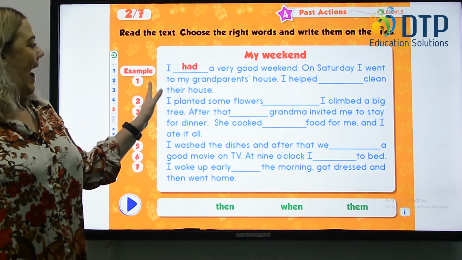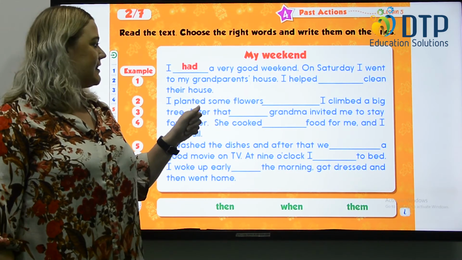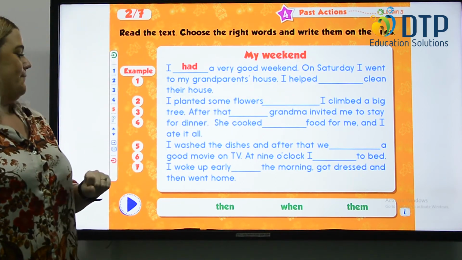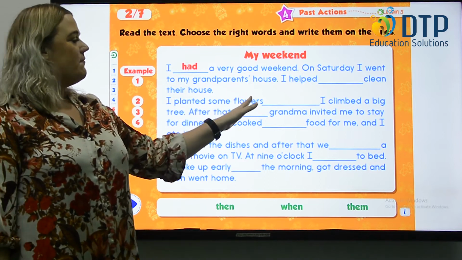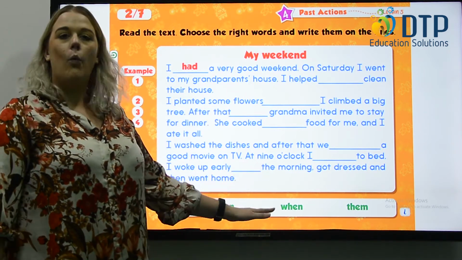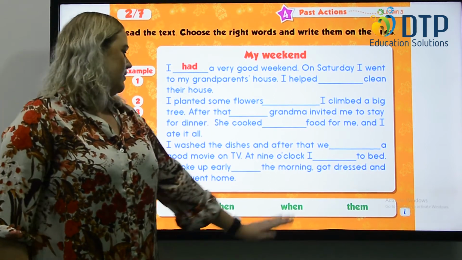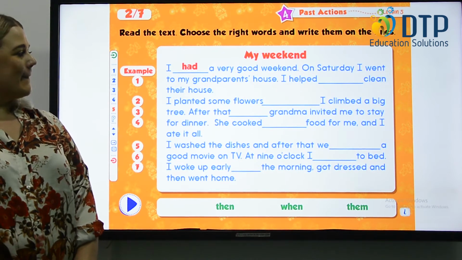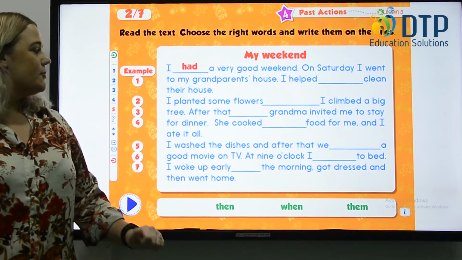I planted some flowers. Then I climbed a big tree.